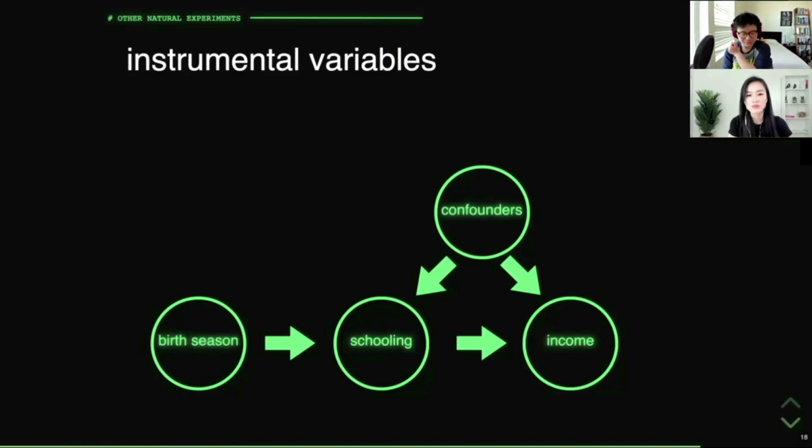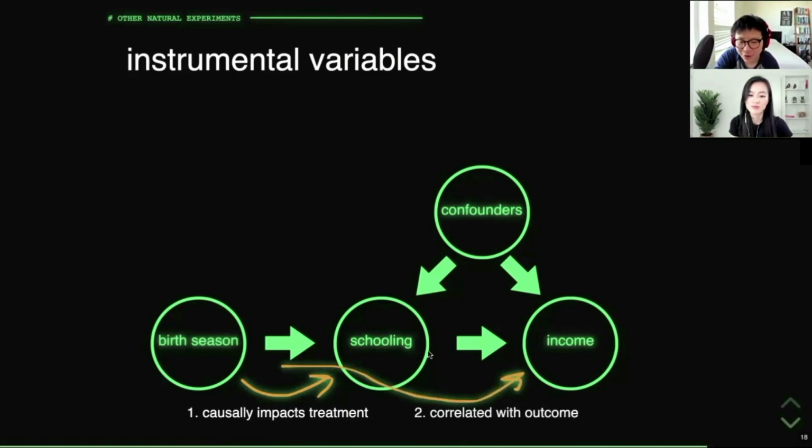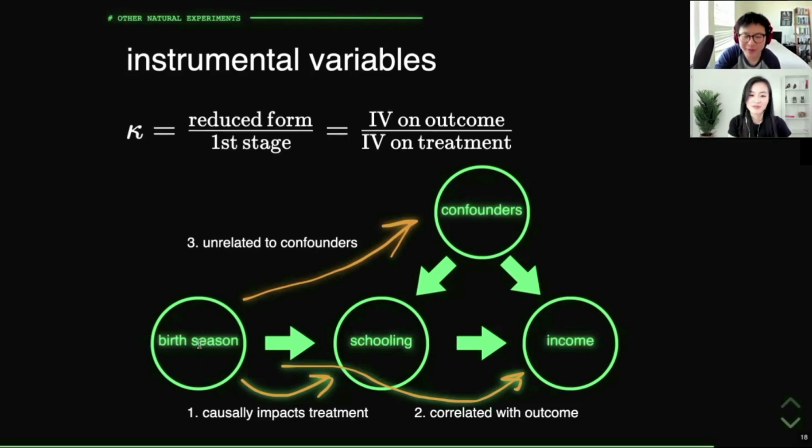There could be smaller differences. This variable, birth season, is really special. It has some really nice properties. First of all, it causally impacts the treatment variable. And then through years of schooling, it's correlated with the outcome, which is future income. And it is unrelated to any confounders because no matter how wealthy your parents are, it doesn't affect when you are born. Because of those properties, we can use this as an instrument.